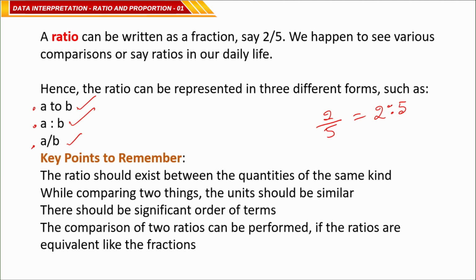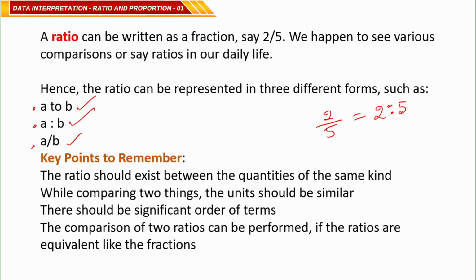Okay. So, do you understand? The three different forms are A to B, A is to B, A by B. So, the key points to remember for the ratio: the ratio should exist between the quantities of the same kind. While comparing two things, the units should be similar. There should be significant order of terms. The comparison of two ratios can be performed if the ratios are equivalent like the fractions. This is very, very important.